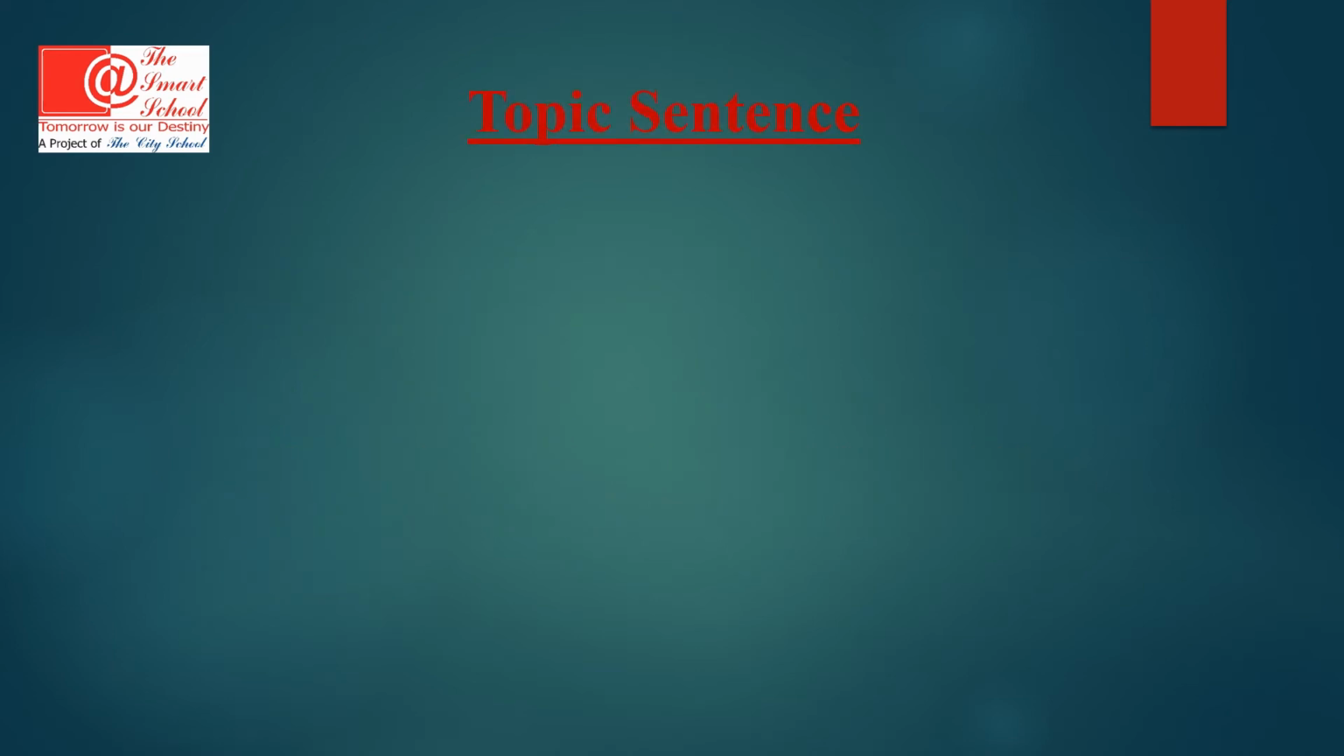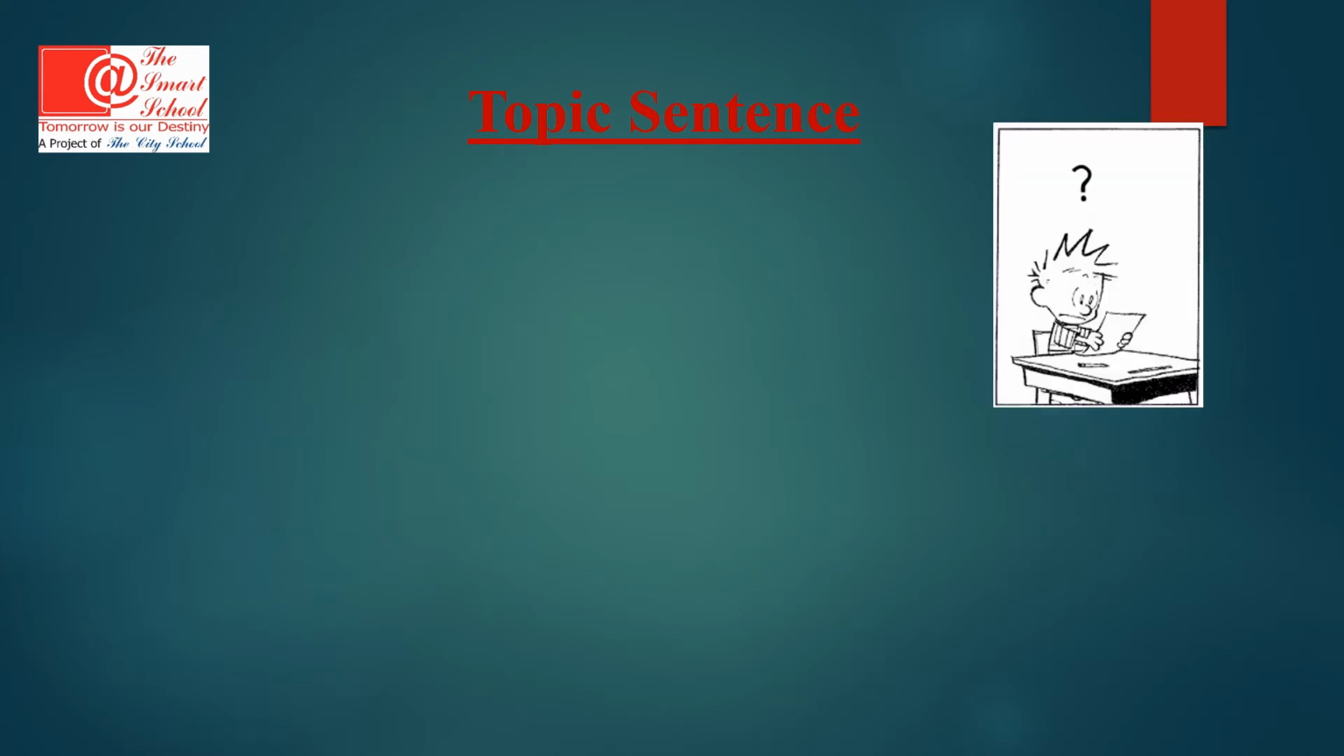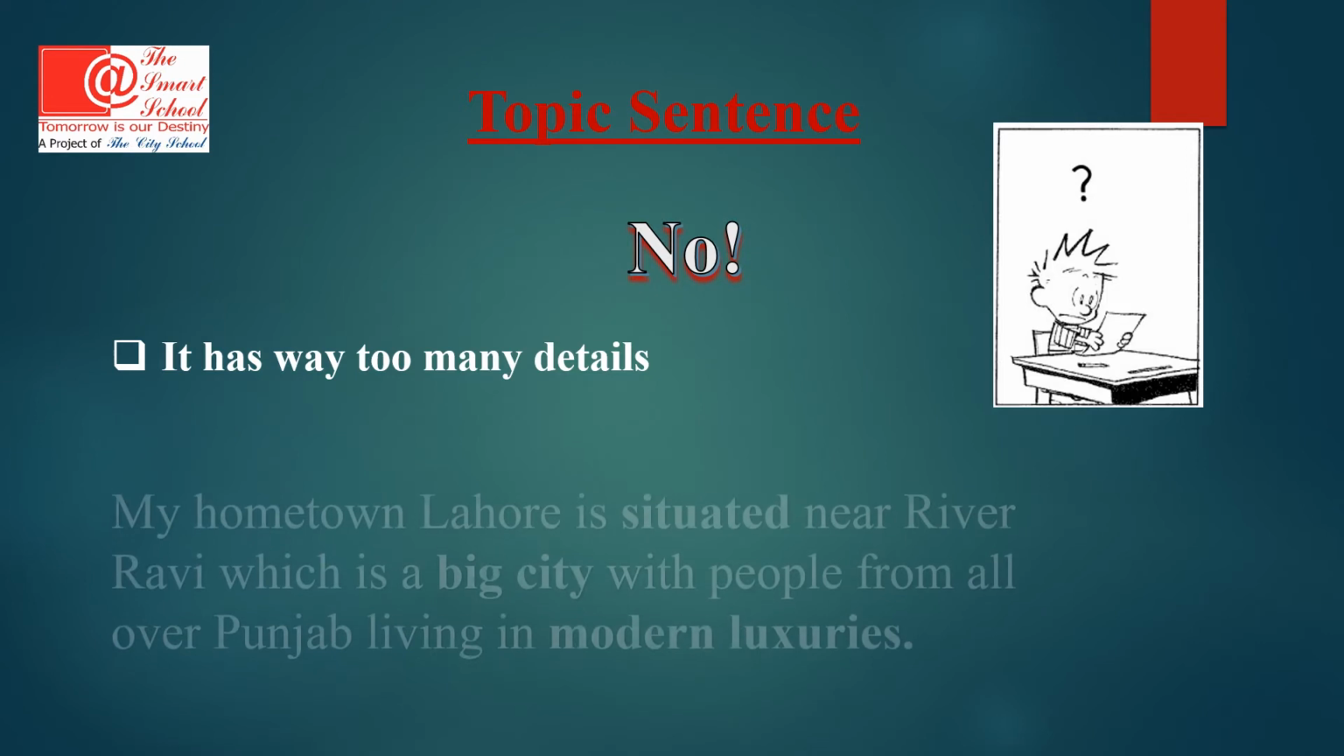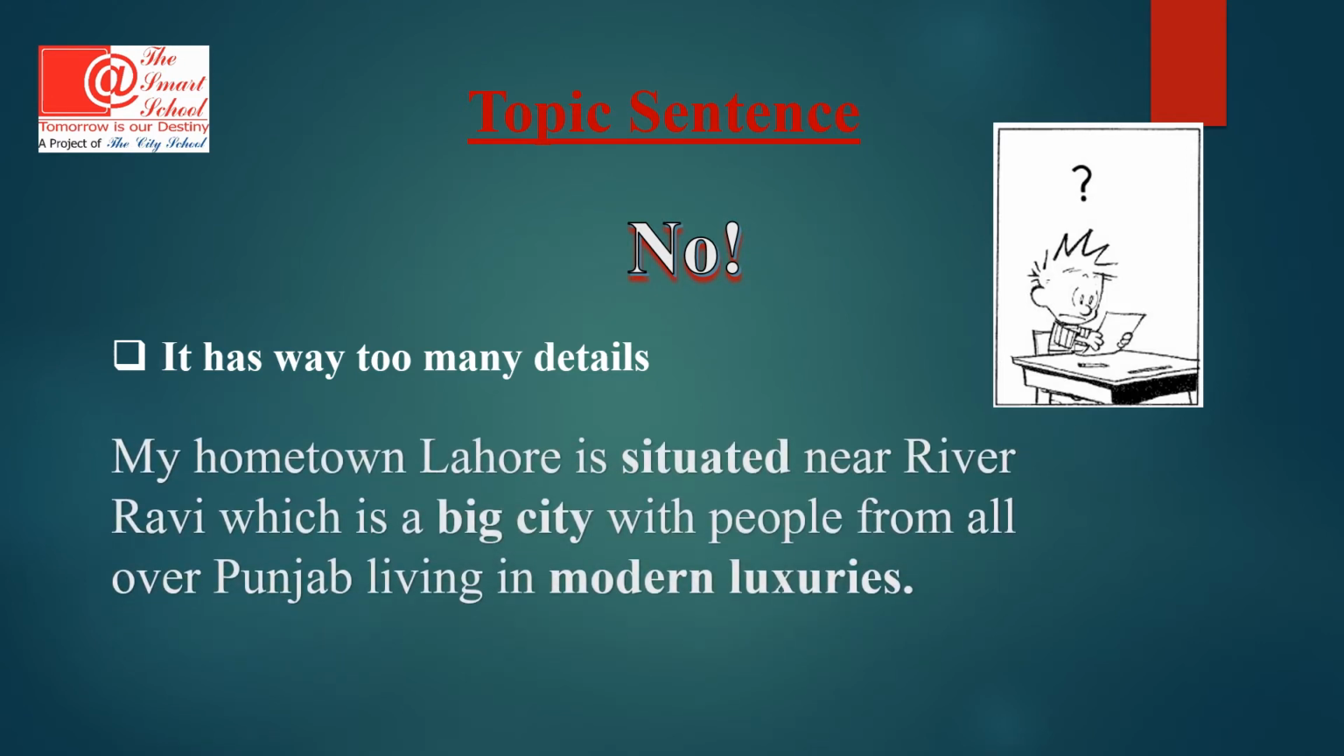Have you thought about it? Is it a good topic sentence? No, it is not a good topic sentence because it has way too many details. My hometown Lahore is situated near River Ravi, which is a big city with people from all over Punjab living in modern luxuries. So here there are 3 points that are being discussed here. Situated near River Ravi, it's a big city, and modern luxuries as well. There are 3 different concepts that are being discussed. That will make it very difficult to complete or conclude the paragraph.